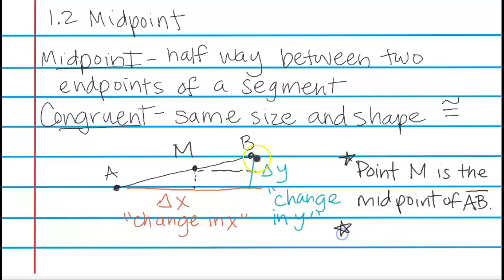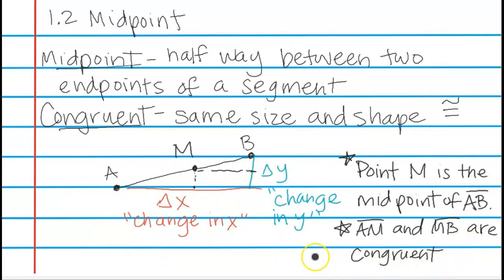A second statement I have using this word congruent is that segments AM and MB are congruent. And that is because M is the midpoint. So if M truly is the midpoint, AM and MB are the same length.